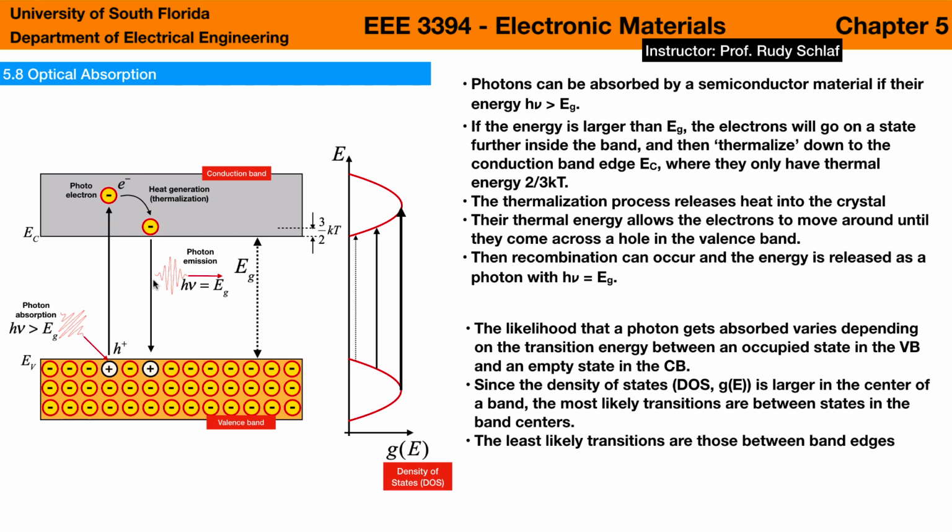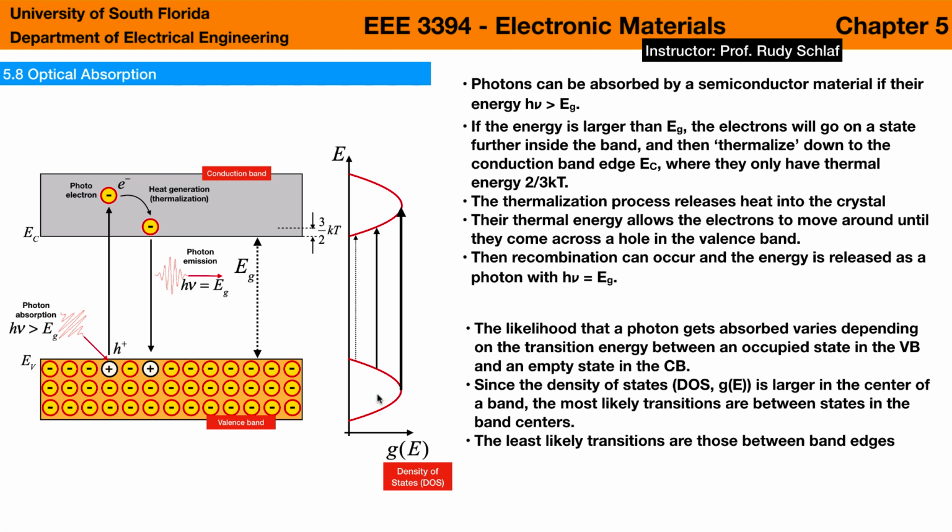Now it's interesting to realize that this absorption process, the efficiency of the absorption process, or the likelihood that this happens when a photon comes through the material, depends on the density of states in the originating state and the final state onto which the electron jumps in the conduction band.